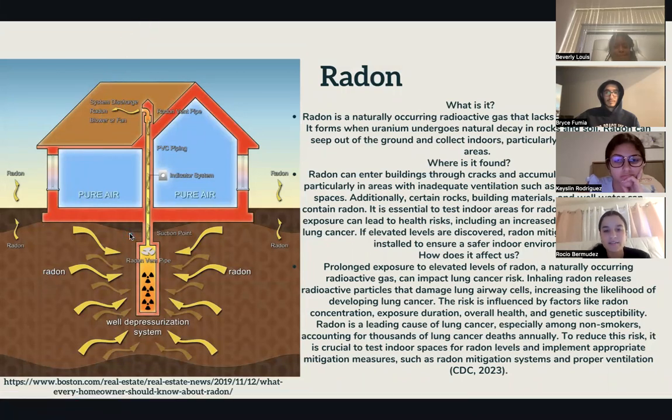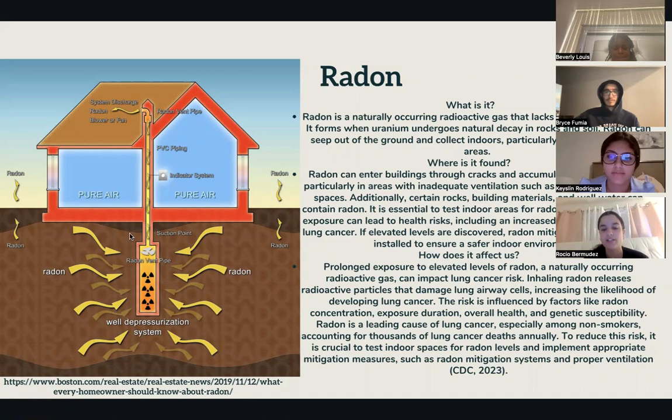Here we have radon. Honestly, when I first saw this word, I actually had no idea what it was. So it was very interesting to get to know what this was. Radon is a naturally occurring radioactive gas that lacks color, odor, and taste, just like carbon monoxide. It forms when uranium undergoes natural decay in rocks and soil. Radon can seep out of the ground and collect indoors, particularly in poorly ventilated areas.